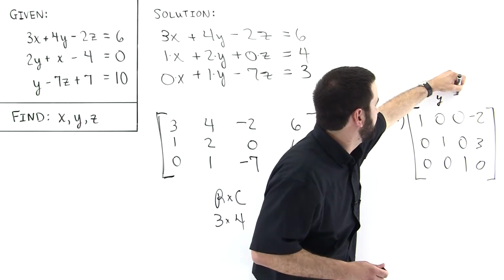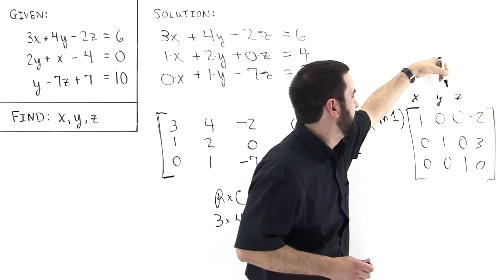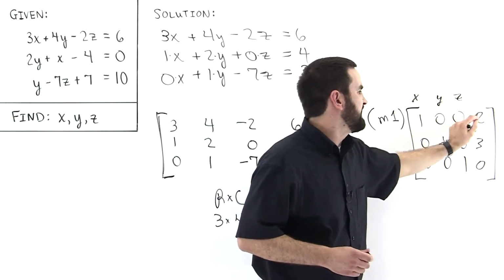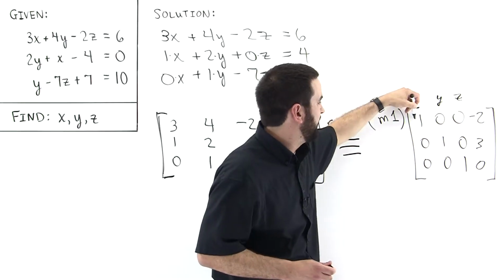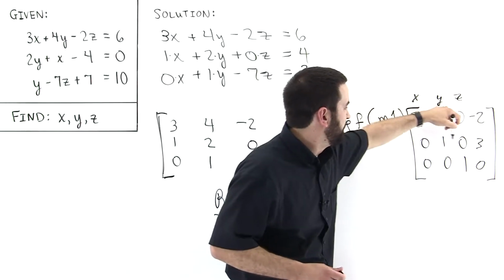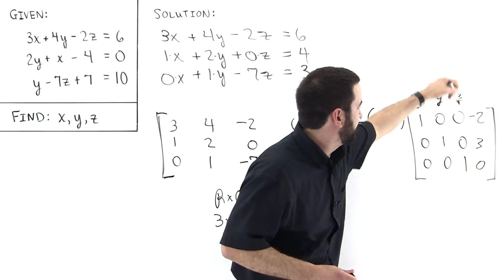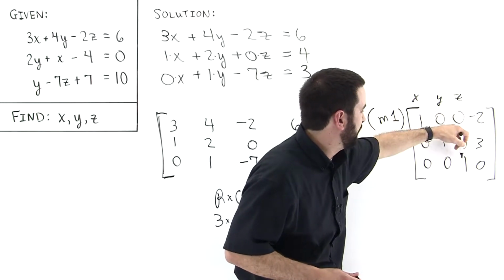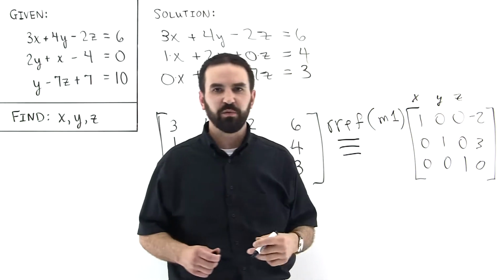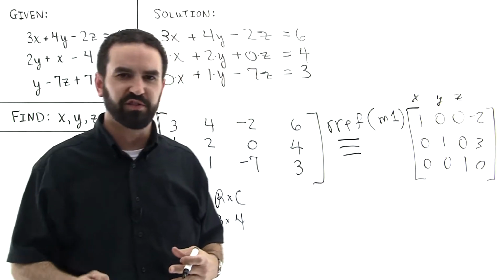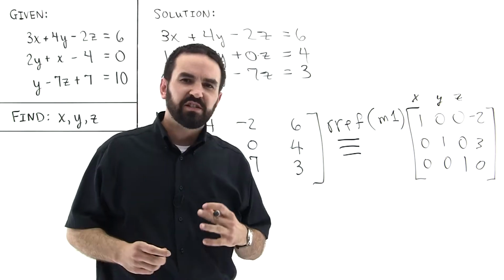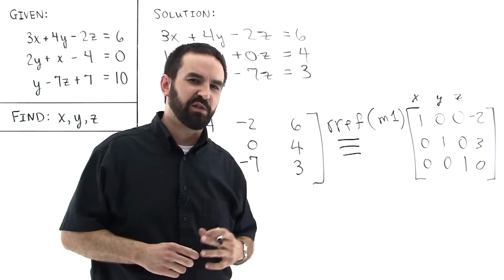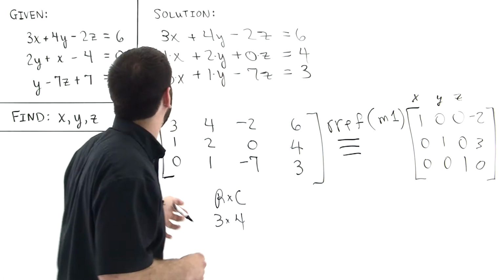So this is the x column, the y column, and the z column. You come down to the 1, this is x, this is y, and you come into the z column and come down to the 1, and this is z, so z is equal to 0. And that's it. We solved it with the push of a button, just like that. So let's take a look at what's going on behind the scenes, what the calculator is doing.